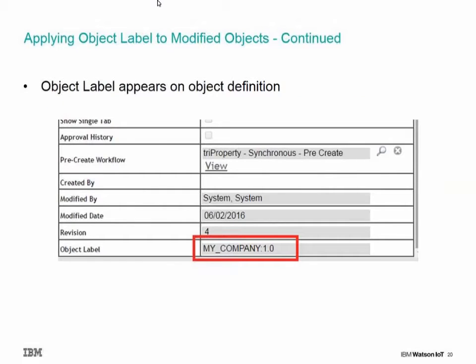So if you went to the tri-property business object definition, you will now see that the object label for that business object is my_company 1.0.